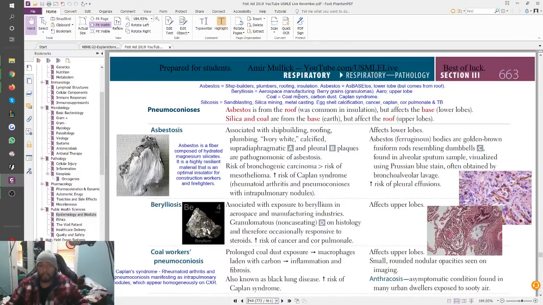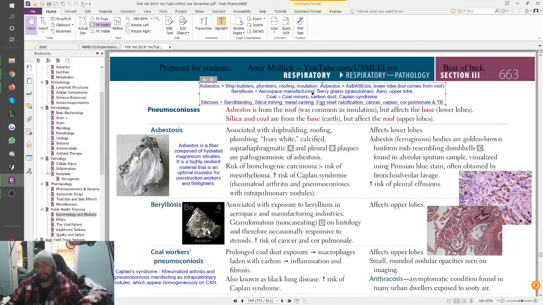This is something that you do need to know, all of your pneumoconioses. It's a very easy way to memorize them. Asbestos is this one right here, asbestosis. Shipbuilders, plumbers, roofing, insulation. Asbestos is asbestos. It goes to the base of the lung, lower lobe, but it comes from the roof. Hold on a minute, I'll get back to that.